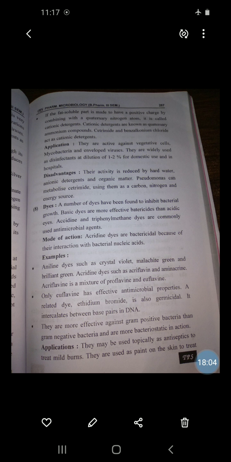So this is all about disinfectants and antiseptics. The next part of our syllabus is factors influencing disinfectants. There are a few factors that affect disinfection. This part we will see in the next lecture. I will stop here.